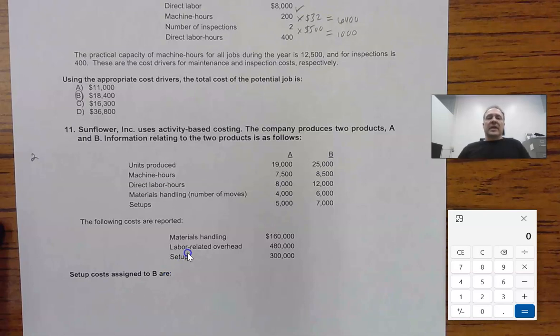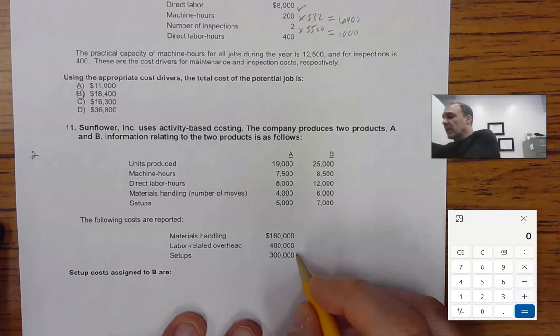This particular company has separated their overhead into 3 activity cost pools: materials handling, labor-related overhead, and setups. You're only being asked for one of those. So we don't want to make this harder than it is. So we have our amount right here, $300,000 for setups, and we're going to use that just as we did in the previous question, different amount.